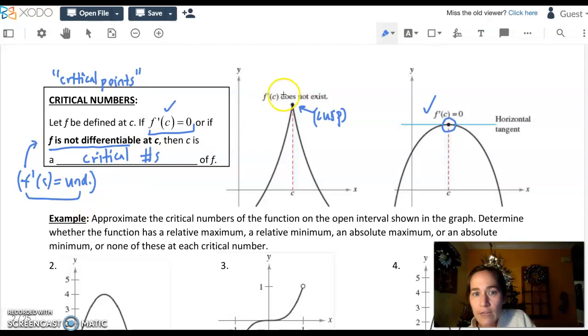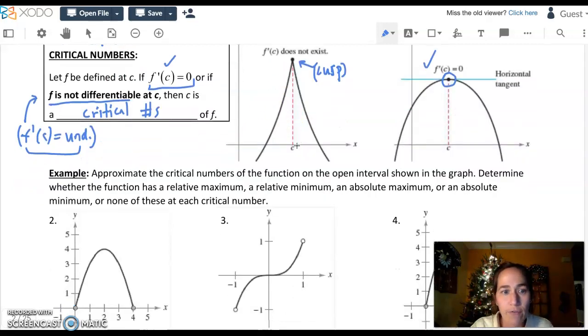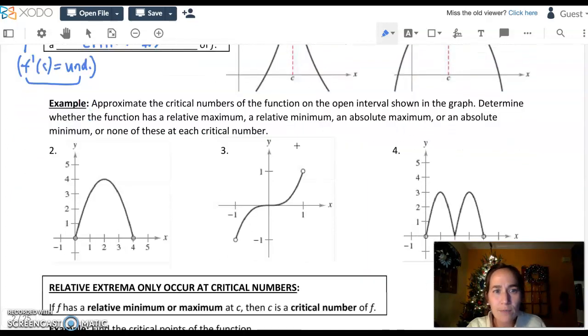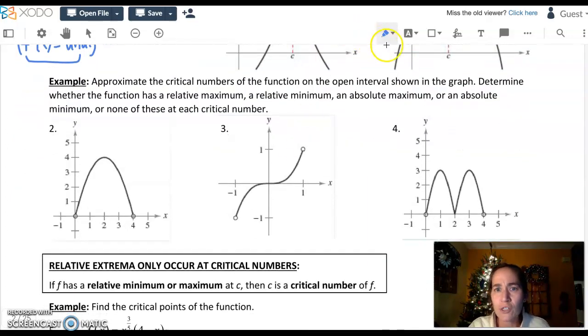We'll see some other cases later of times that the derivative does not exist. I want to show that on a graph. So it says, can we approximate the critical numbers of the function just by looking at the graph on the open interval shown? Determine whether the function has, can we call these critical numbers the spots where relative maxes happen, relative mins, absolute maxes of the whole function, or absolute mins of the whole function on that open interval.